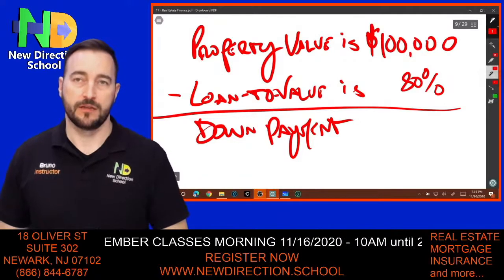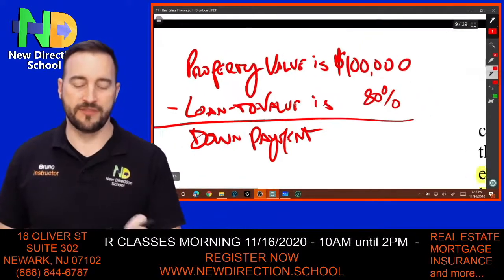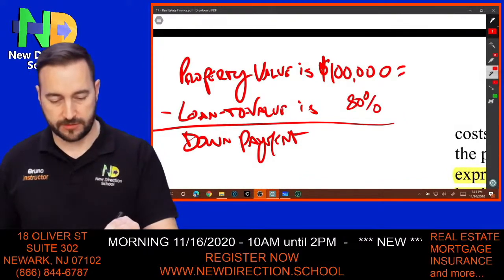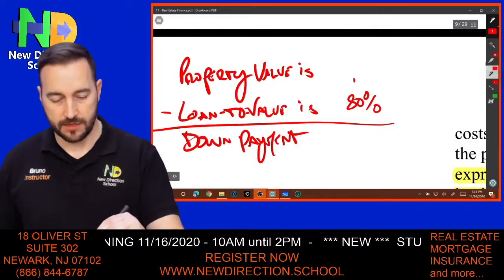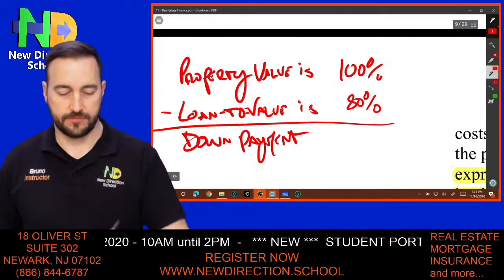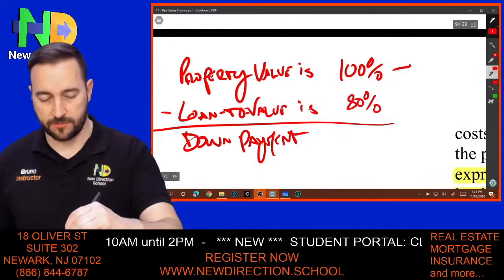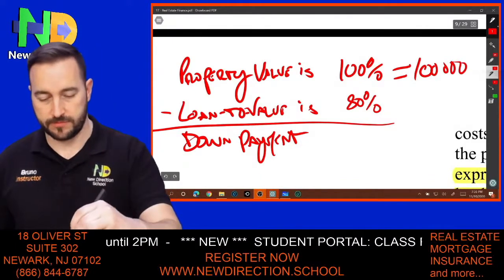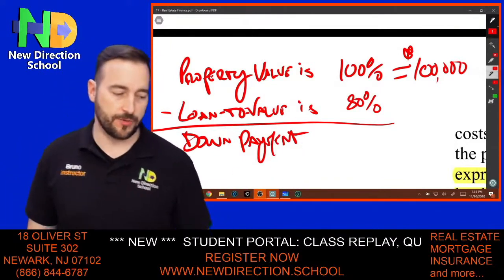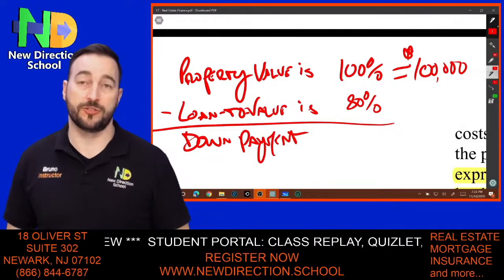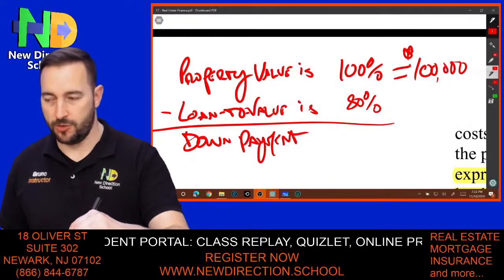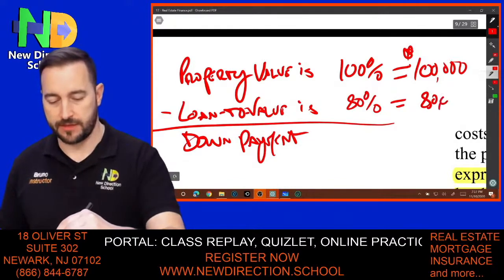Okay? Now, let's assume property value is 100%, okay? And that's $100,000 is the property value. If the maximum loan to value ratio is 80%, right? Then the loan amount is $80,000.